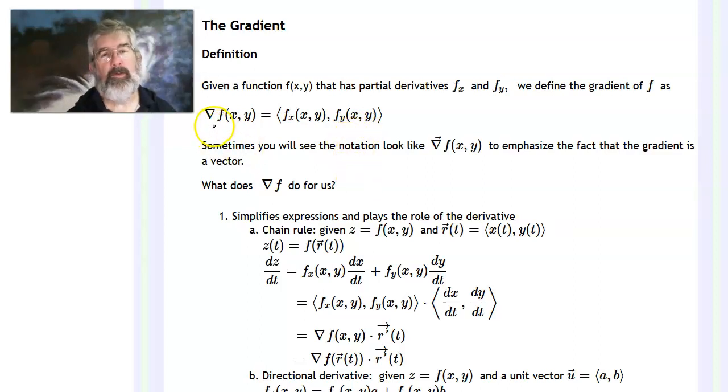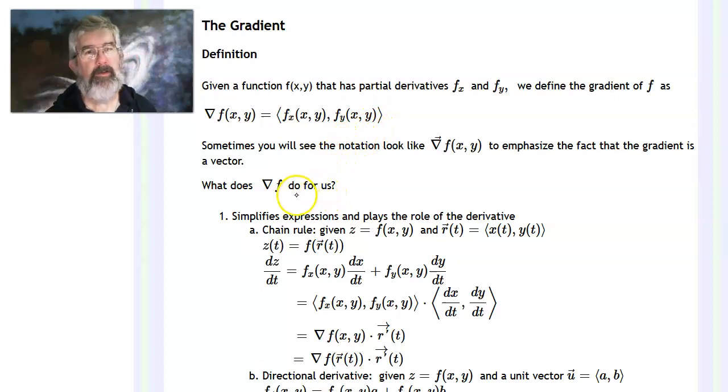This is usually the way it's written. Sometimes, though, you'll see it written with a little vector hat put on top of the gradient, just to emphasize the fact that the gradient is a vector, right? The output of the function f is just a single number. For each input, you get a number out. However, the gradient of that function is a vector. For a function of two variables, this is a vector with two components.